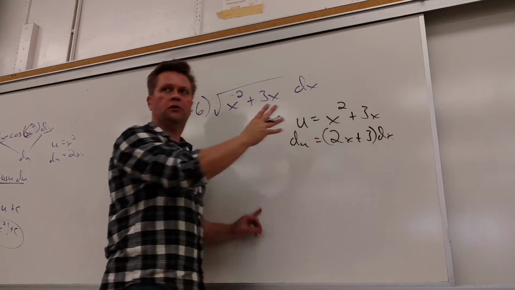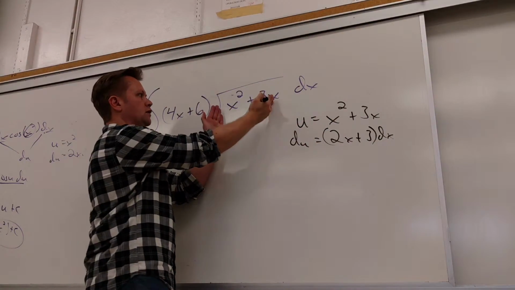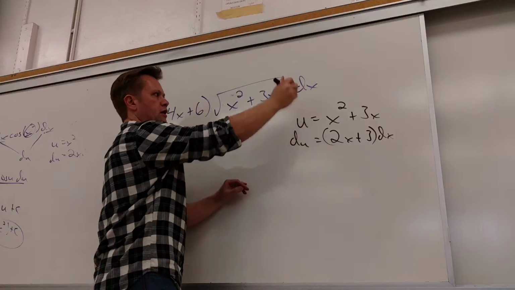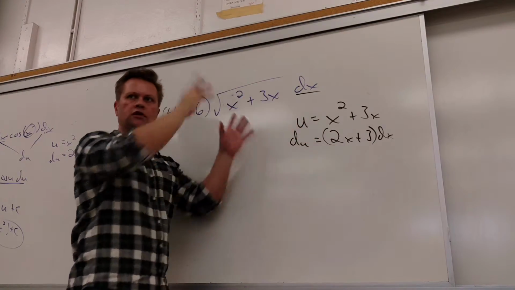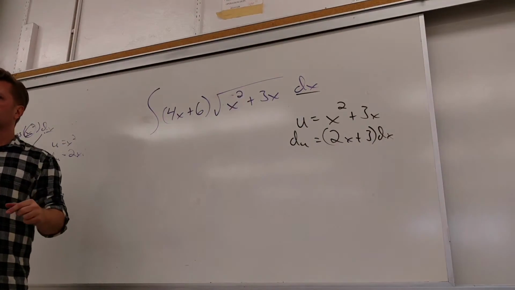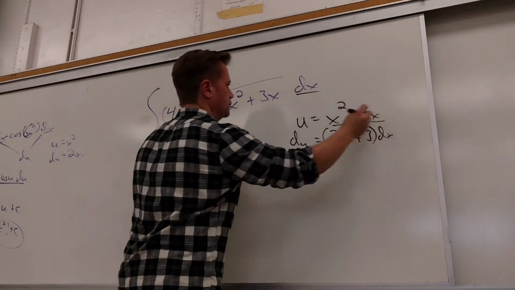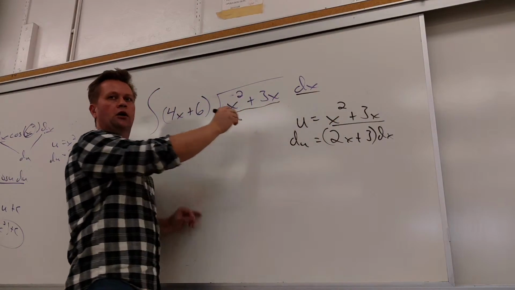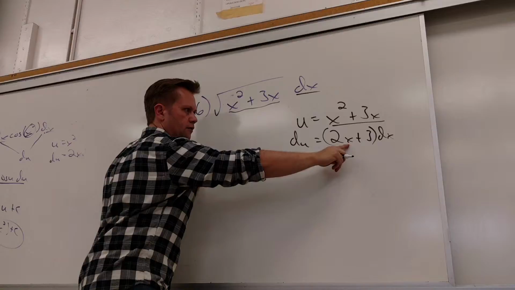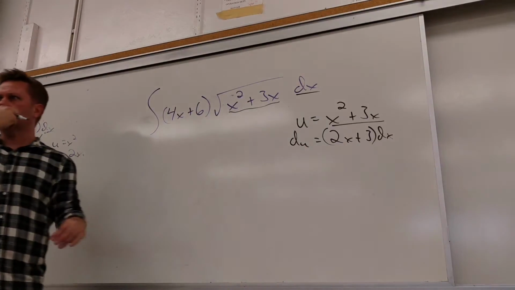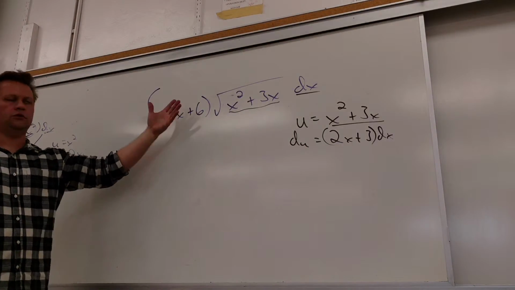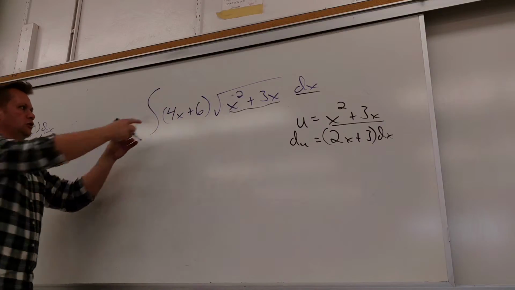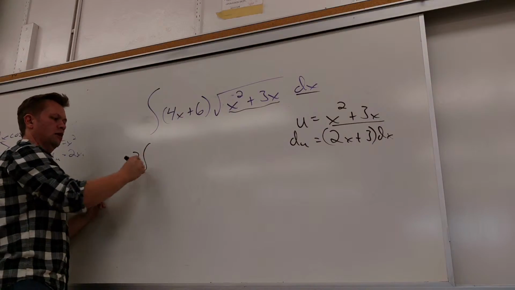Your whole purpose in u sub is that you want to replace all your x stuff with u stuff and replace your dx with du somehow, right? So I got this, obviously. That's what got me started. So I can put a u in here. Do I have this? Yeah, you do. You just have what's wrong? So you just take 2 out.